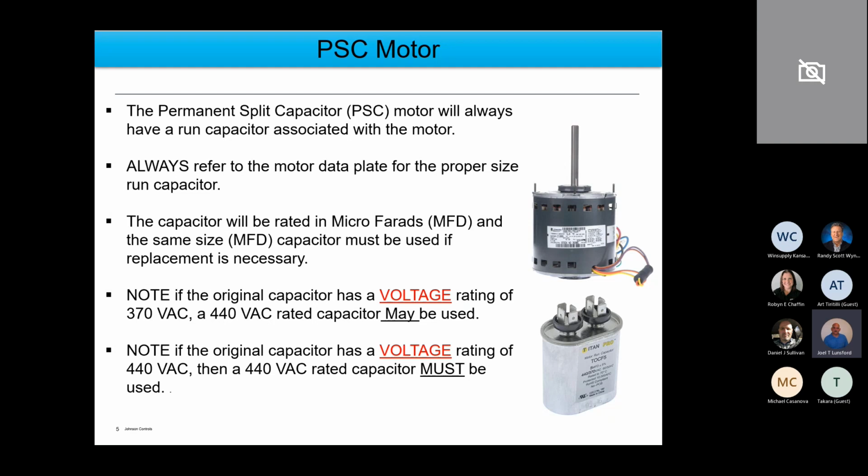Any questions or comments on that real important capacitor replacement on a PSC type of blower motor? Any questions or comments?